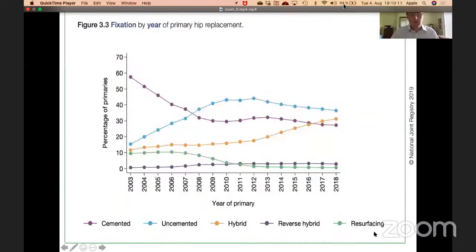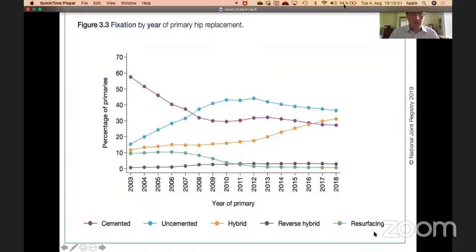And then if you move to the largest registry and the most modern largest registry in the world, the UK National Joint Registry, you get up-to-date information that still supports and in fact really reinforces that message. So there was a time when cemented use was going down, but that has changed.